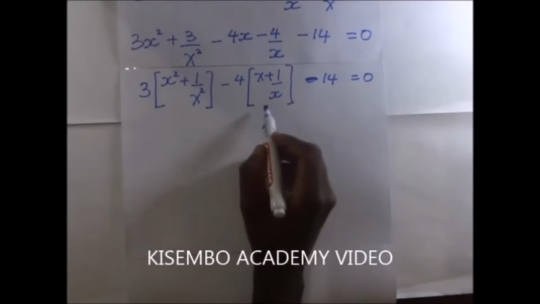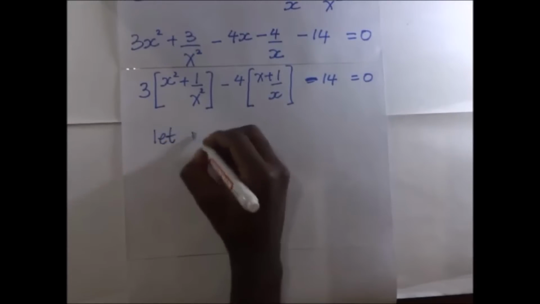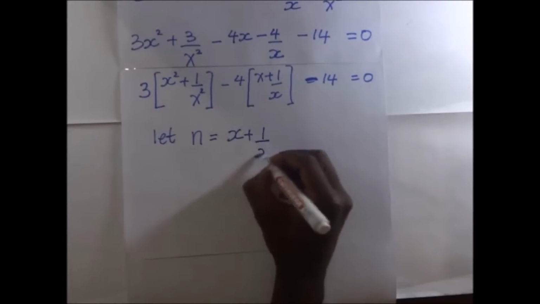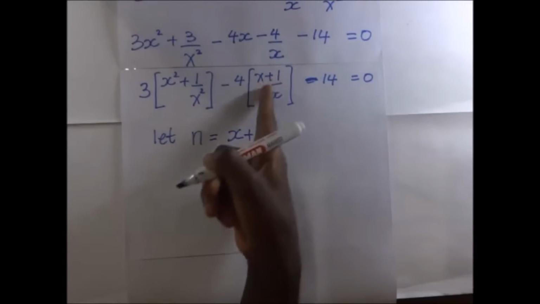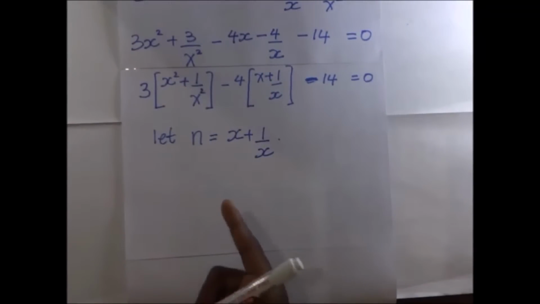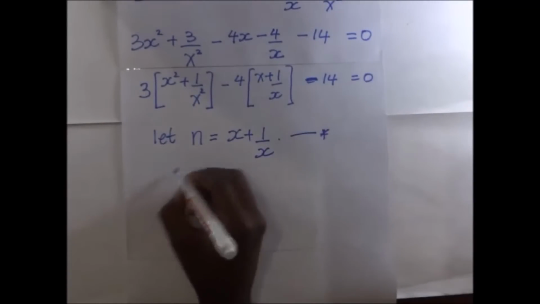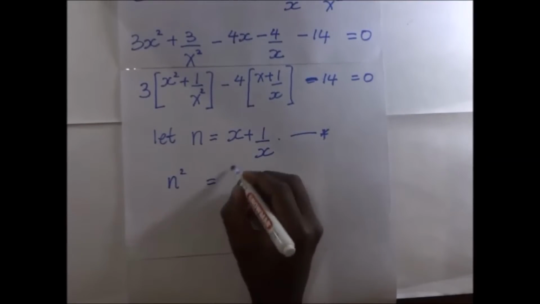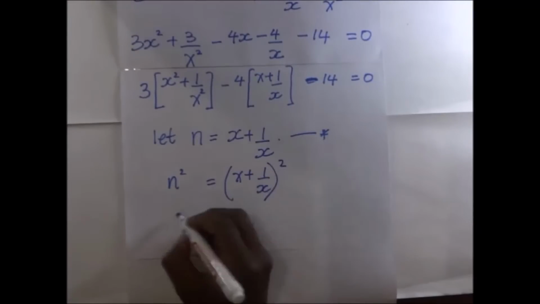So let us make this n. Let n be equal to x plus 1 over x. So we've called this n. Now let's also make this become n as well. So we square both sides for this. Squaring both sides, n squared is going to be equal to x plus 1 over x, all squared.